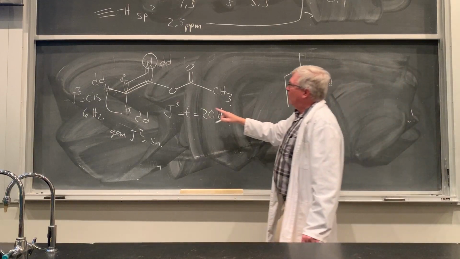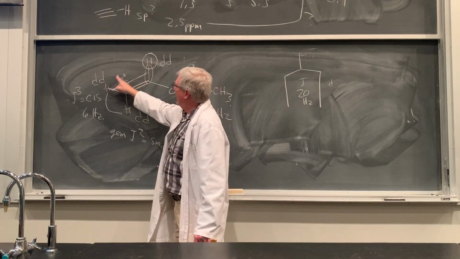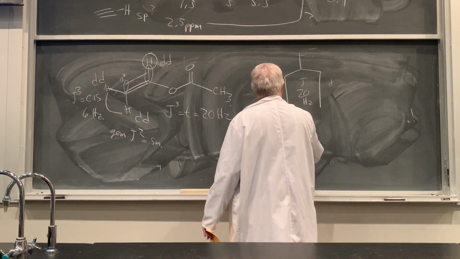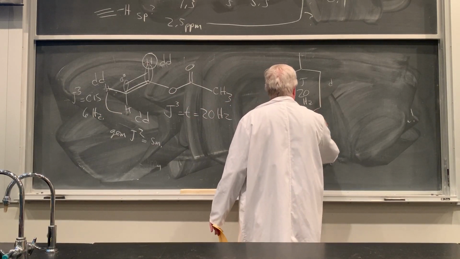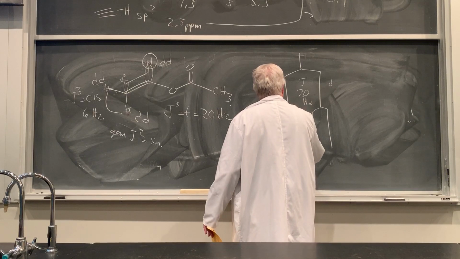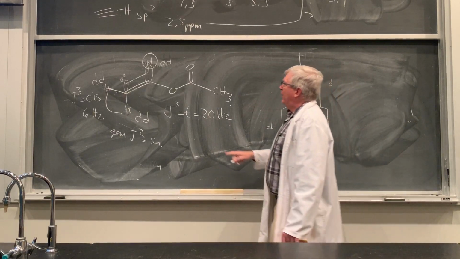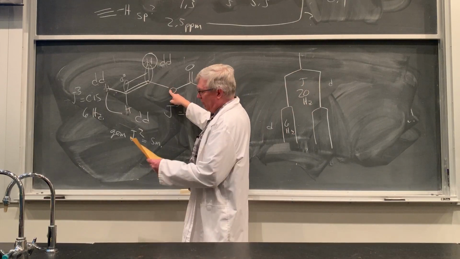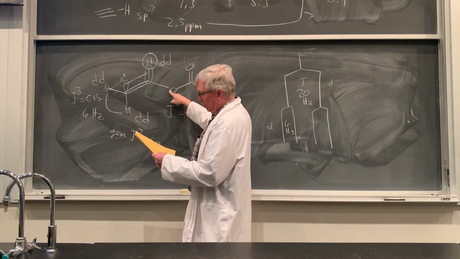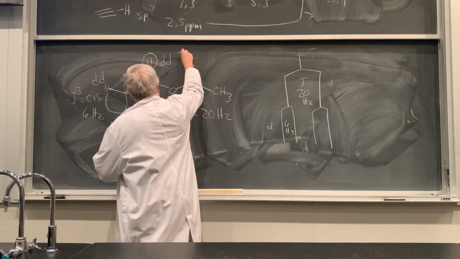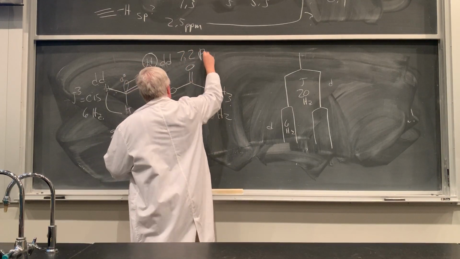And then this guy is also coupled to this one here, which is this cis coupling, which is 6 hertz. So that's what we expect for that one. Okay, 6 hertz, so also a doublet there. Plus, this guy is next door to the oxygen here, so we expect that to be shifted further downfield. It actually comes out to 7.2 ppm.